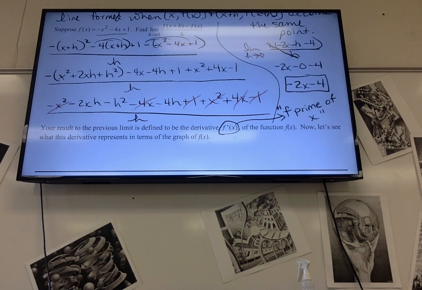So we're going to figure out what that means in terms of the graph. So F of x is this, and we just found F prime of x, which was this.